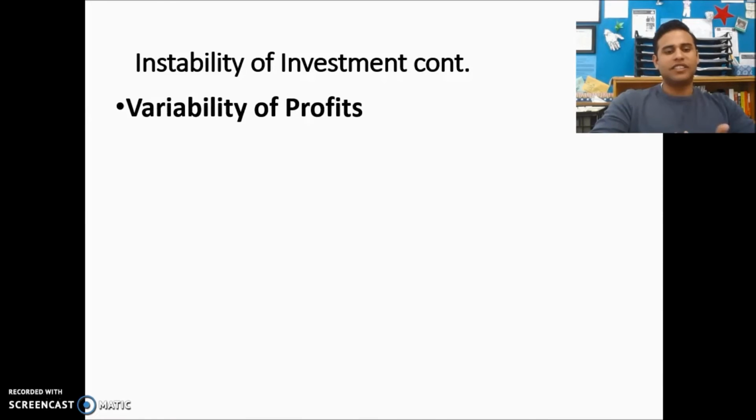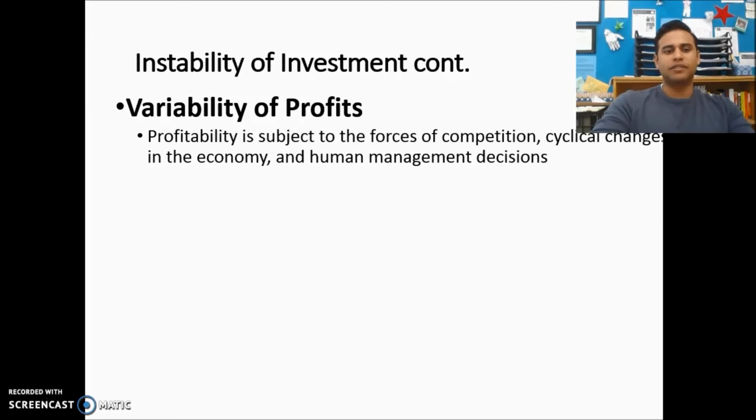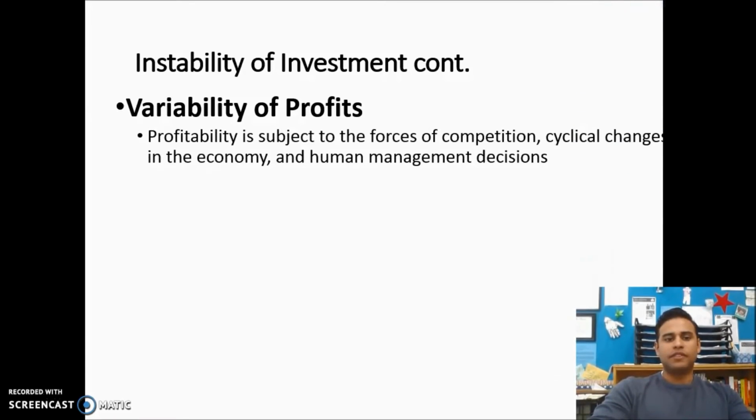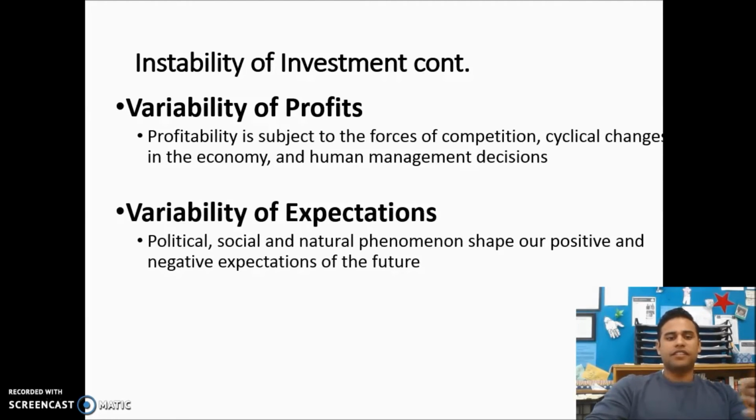Let's continue with this. There's this idea of variability of profits. Sometimes businesses are more profitable than other times, right? Cyclical changes in the economy, like the business cycle, or just the actual management of a business. If a business is less profitable, they're going to demand fewer investments. And then there's this idea of expectations, okay? Because it's as much psychology as anything else. Businesses that think and expect big returns in the future are going to invest heavily in more capital now.